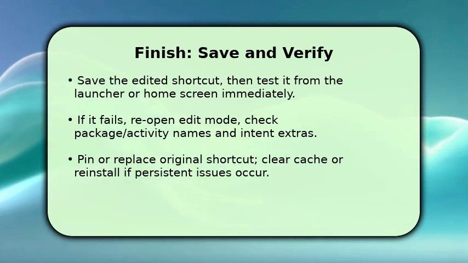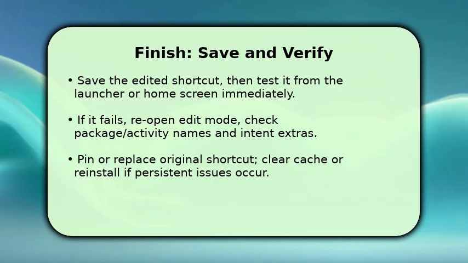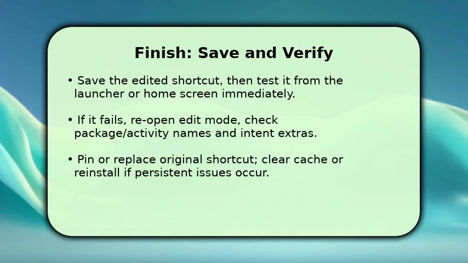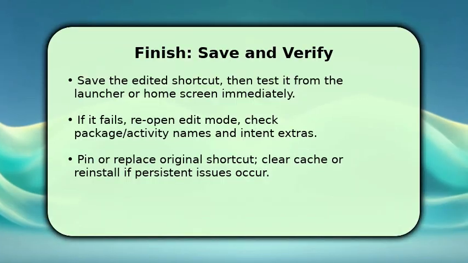If it doesn't work, reopen the editor and recheck the package and activity strings, plus any extras or flags you added. Make sure the replacement app isn't restricted by battery or launcher settings. If problems continue, clear Shortcut Maker's cache or reinstall the app. This often resolves permission or caching glitches and gets your new shortcut working.